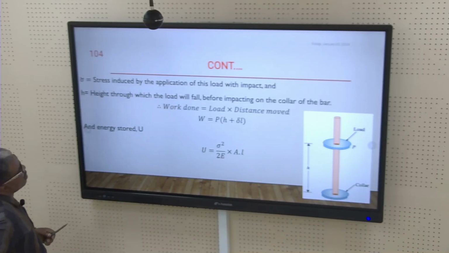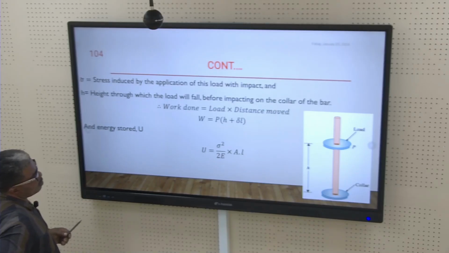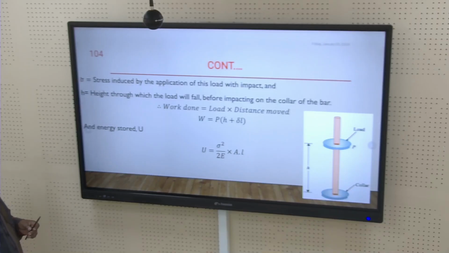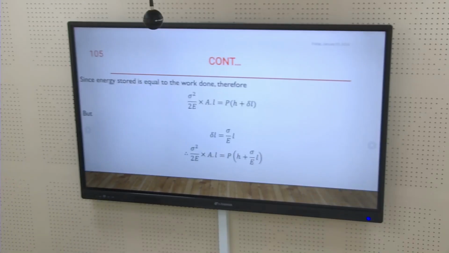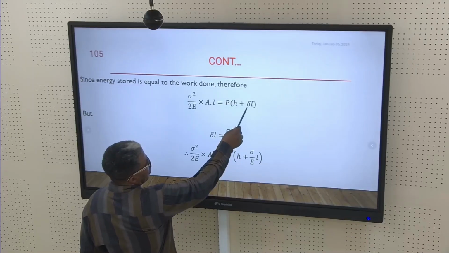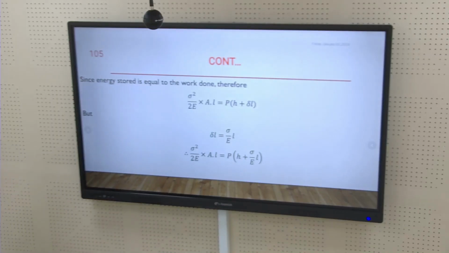So, stress induced by the application of this load with impact, h being the height through which the load will fall before impacting the collar of the bar. So work done is equal to load times distance moved, as expressed here. The diagram can clearly express this, and the energy stored, labeled U. This is our formula for the energy stored when there is impact load. So here, mind you, the total h now becomes h plus change in length. So it's equal to the stored energy.